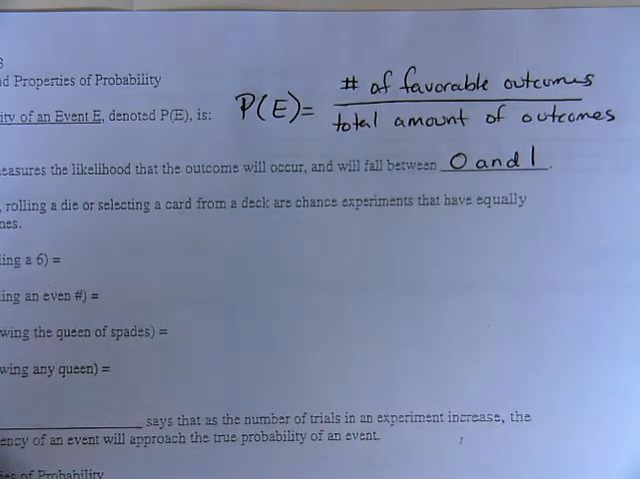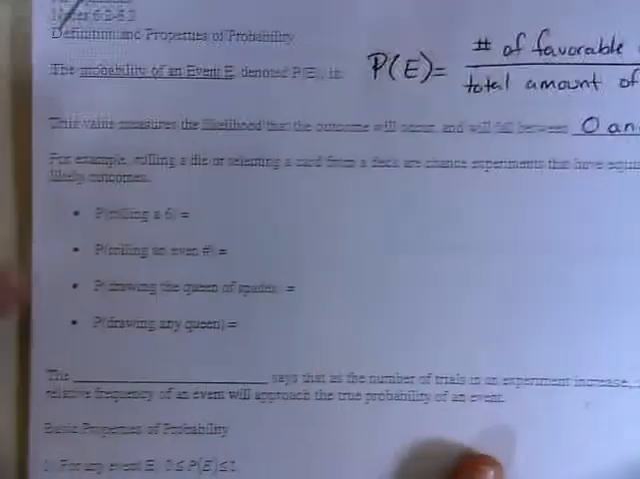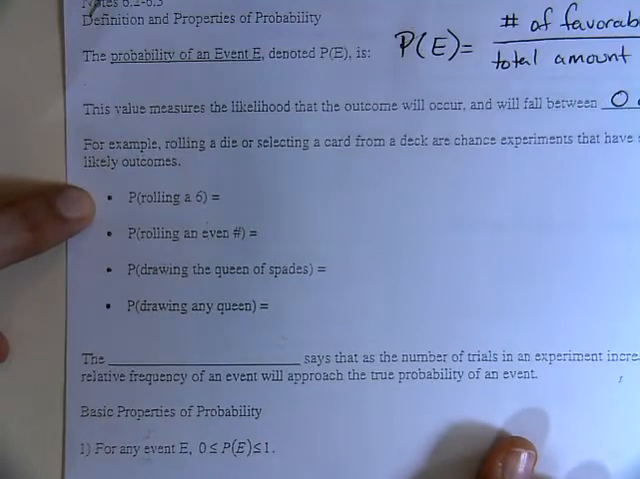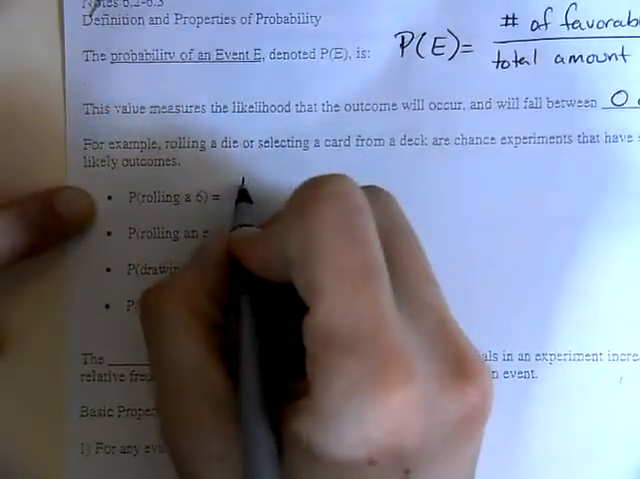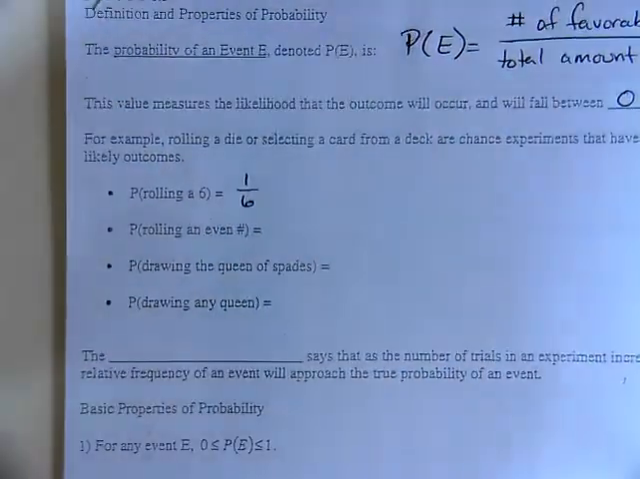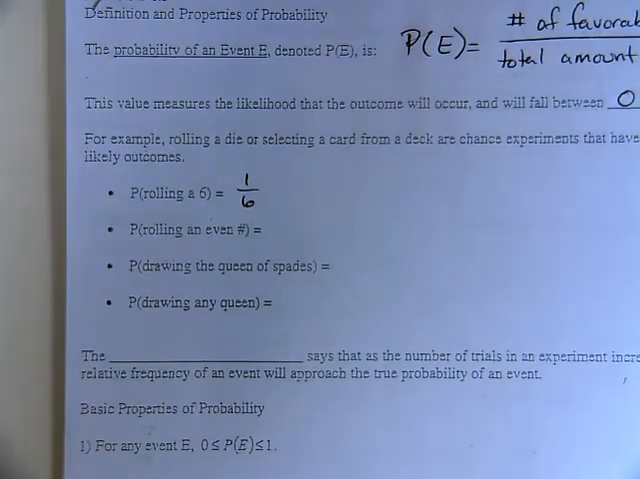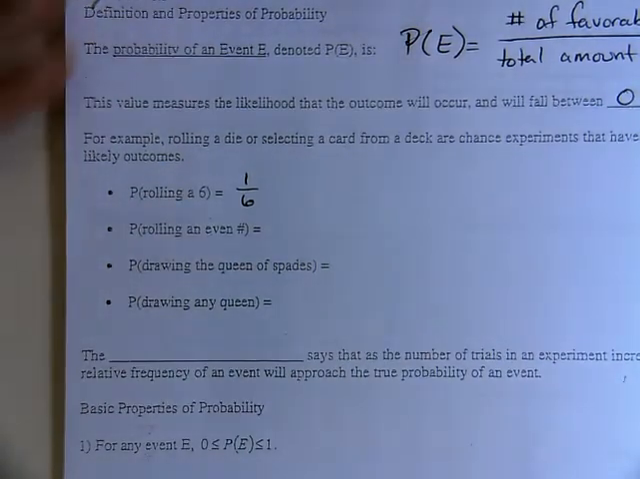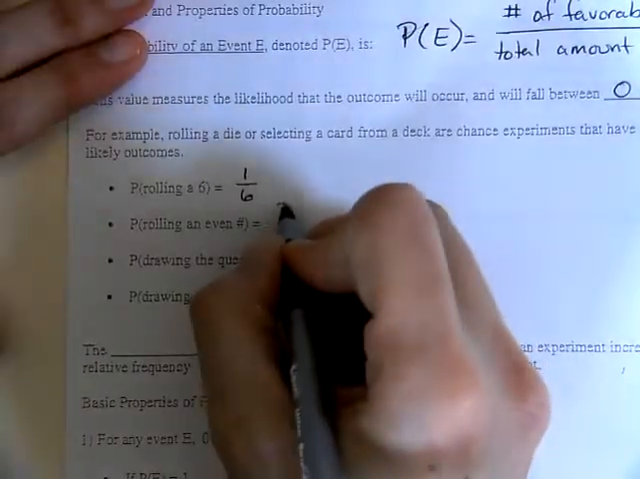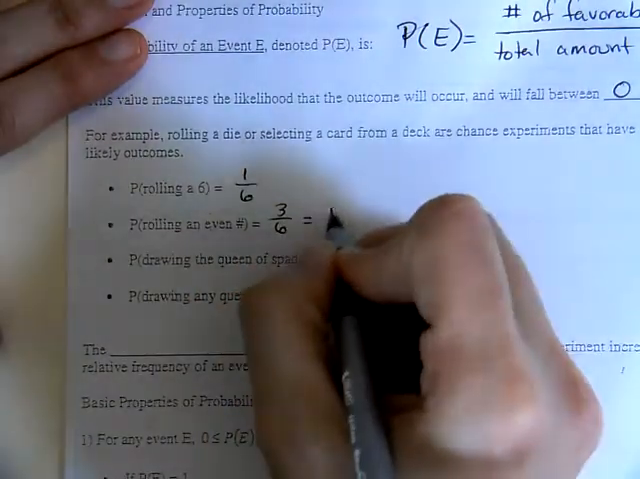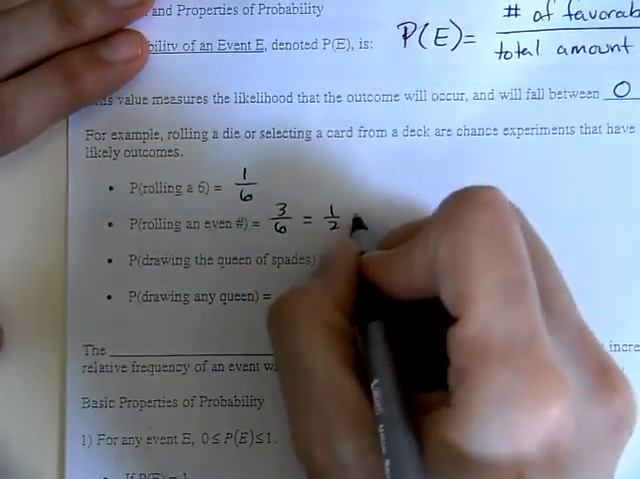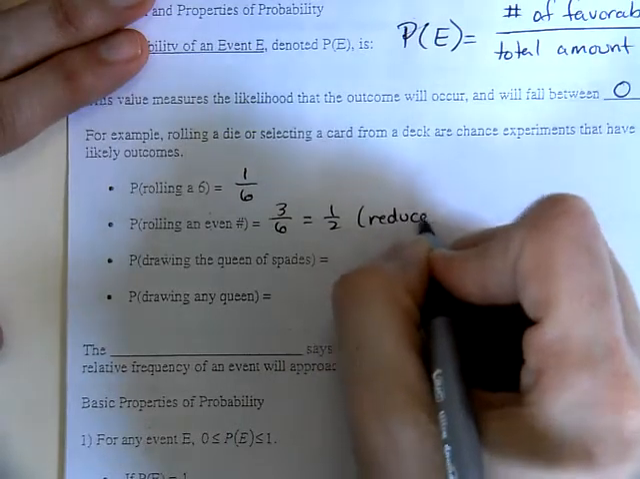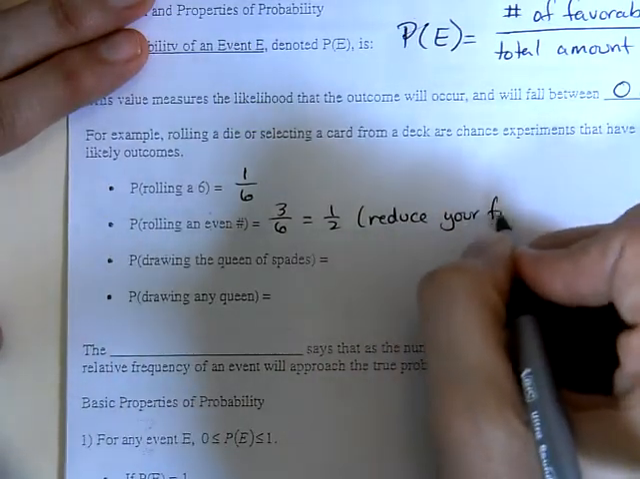So for example, rolling a die or selecting a card from a deck are chance experiments that have equally likely outcomes. The probability of rolling a 6 is 1 out of 6. So there's one outcome, and here's your 6 total. Rolling an even number is 3/6. So you must reduce your fractions.